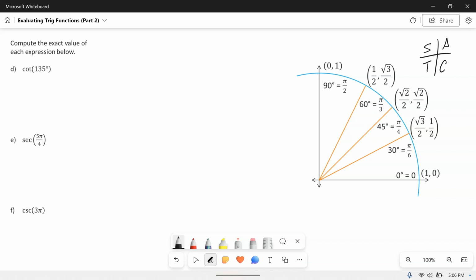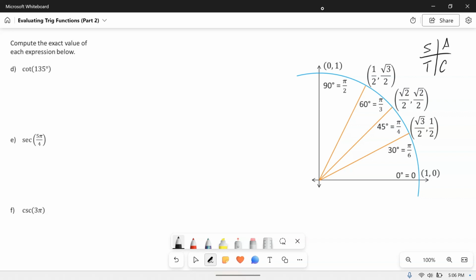And we're also, again, going to use some of our fundamental identities, particularly the reciprocal identities. Okay, and we worked through similar examples in the previous video, so we're just going to do a few more here. Let's start out with the cotangent of 135 degrees. We may have actually looked at this angle before already, but that's okay.